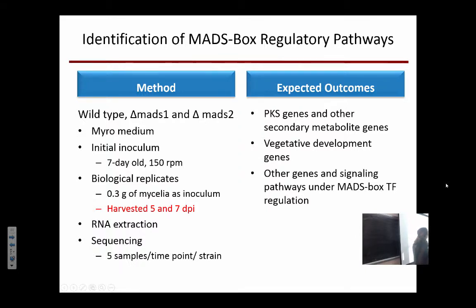Now, the expected outcomes were that it would validate what the qPCR data had said, that PKS genes and other secondary metabolite genes would be differentially regulated in the wild type versus the MADS mutants. We also expected that vegetative development genes would be differentially expressed, as well as other genes and signaling pathways under MADS-box transcription factor regulation.